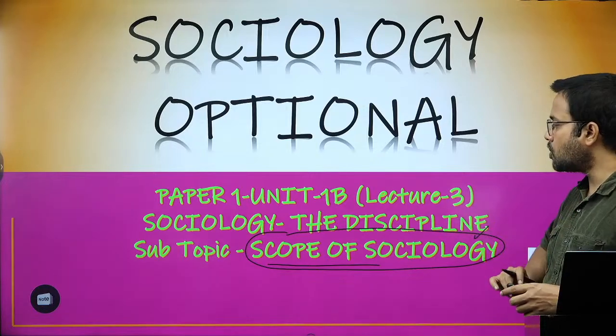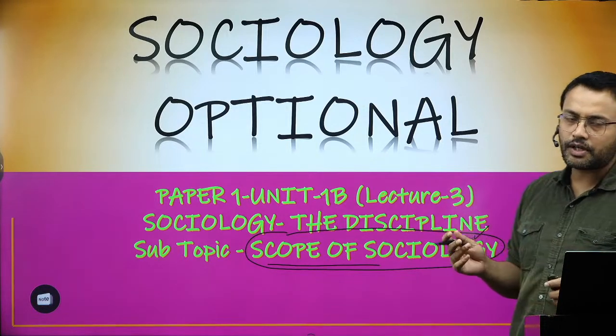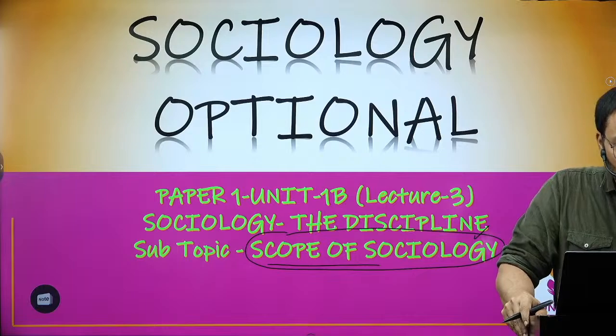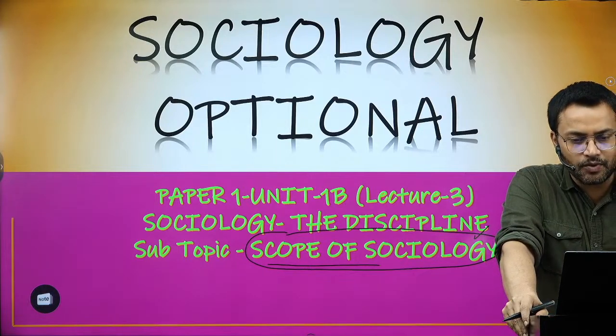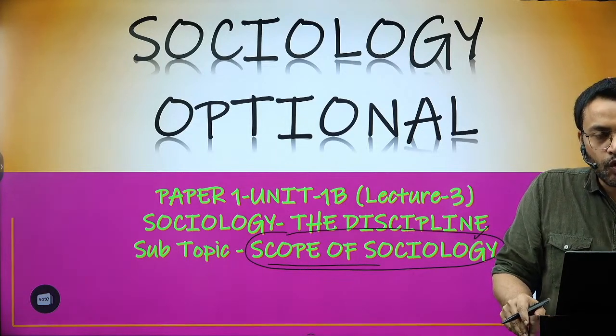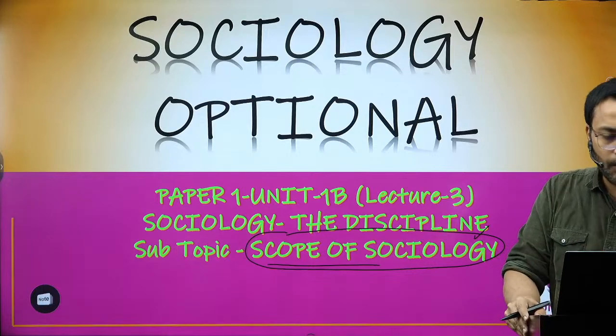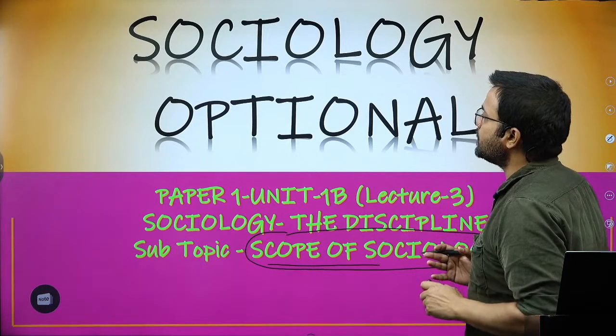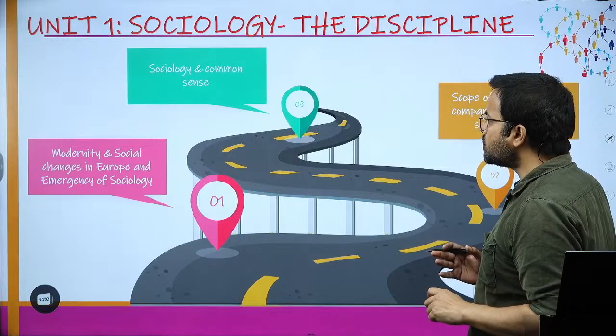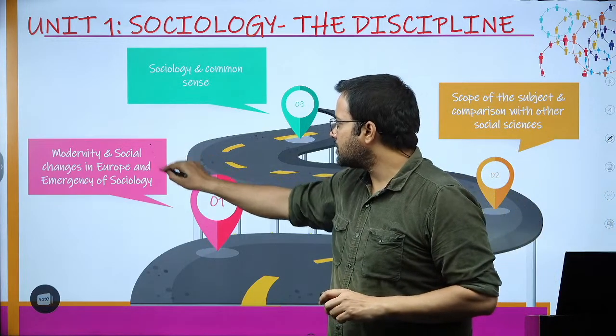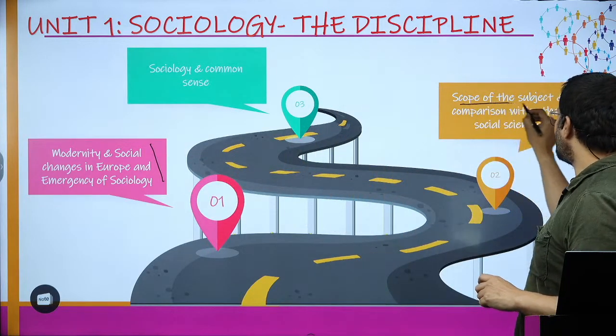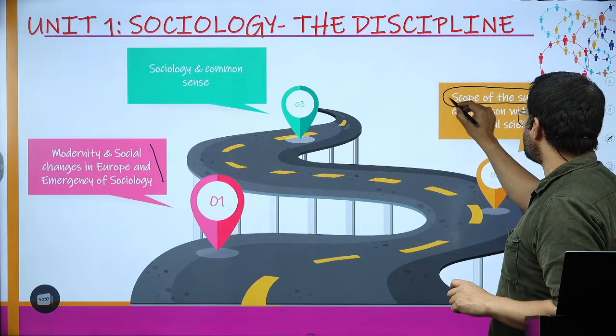This topic is not that humongous. So we'll talk about the scope of sociology, and in the previous lecture we talked about modernity, social changes in Europe, as well as the emergence of sociology as a distinct discipline. And today we'll talk about the scope of sociology. I've already shown you this part earlier, so we've already finished it. Today we are talking about the scope of the subject.